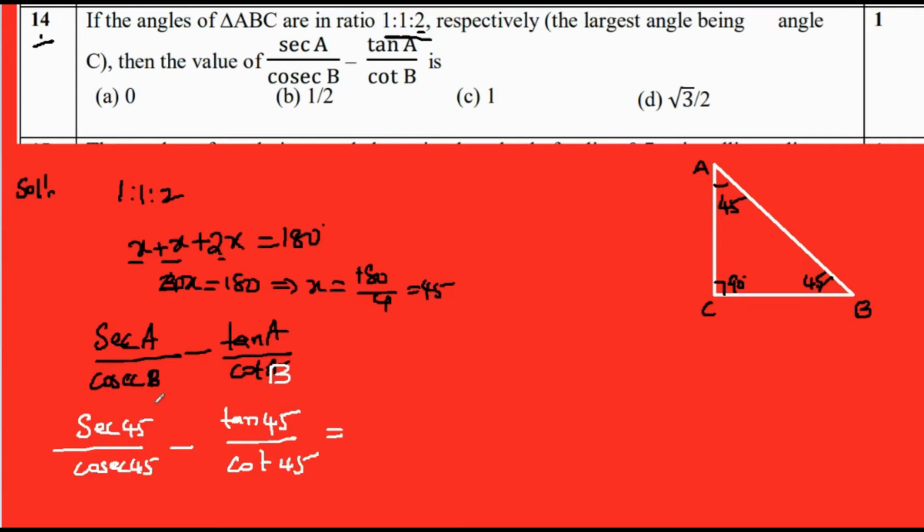So we know the value of secant 45, which is nothing but root 2. Cosecant 45 is also root 2. Tan 45 is 1, cot 45 is 1. Root 2 by root 2 is 1, 1 by 1 is 1. So 1 minus 1 will be 0. Correct option for this question is option A, 0.